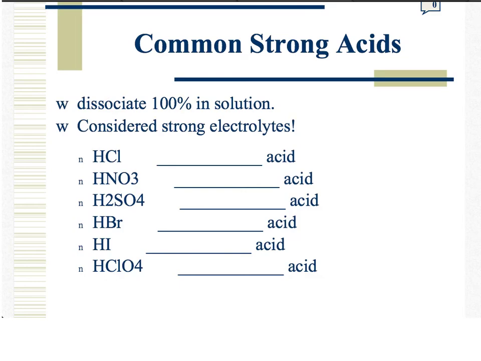HCl, hydrochloric acid. HNO3, nitric acid. H2SO4, sulfuric acid. HBr, hydrobromic acid. HI, hydroiodic acid. And HClO4, which is perchloric acid.